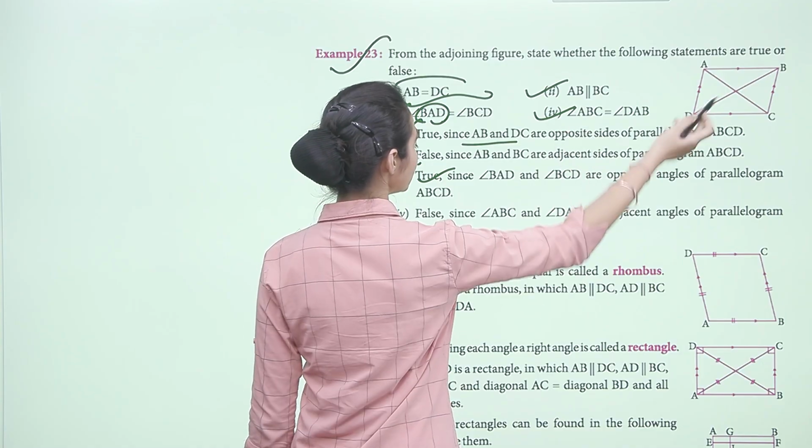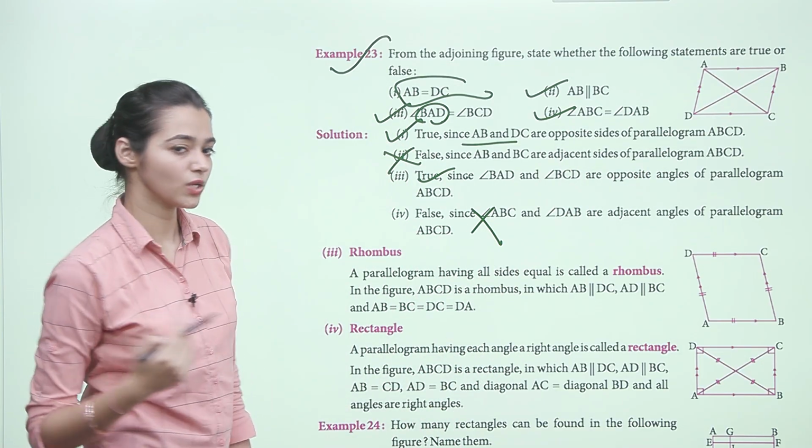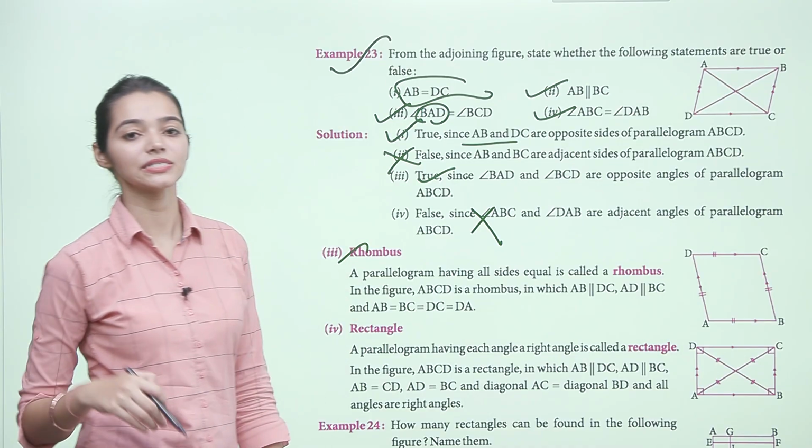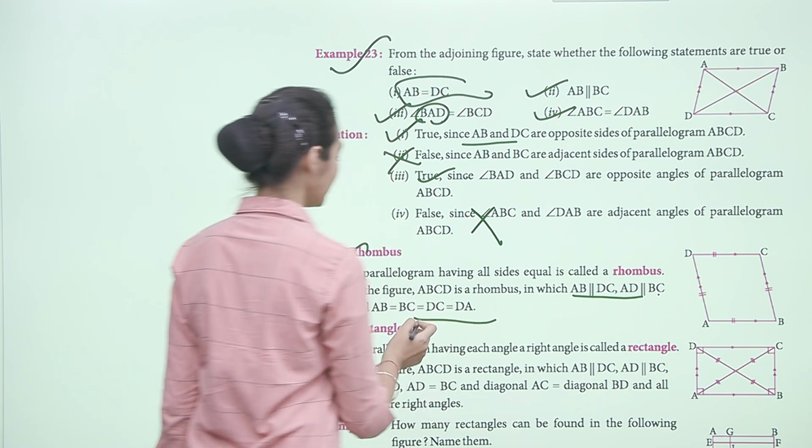Next is angle ABC is equal to angle BCA. No, because adjacent angles of a parallelogram are not equal. Rhombus, a parallelogram having all sides equal, that means all the sides are parallel and equal.